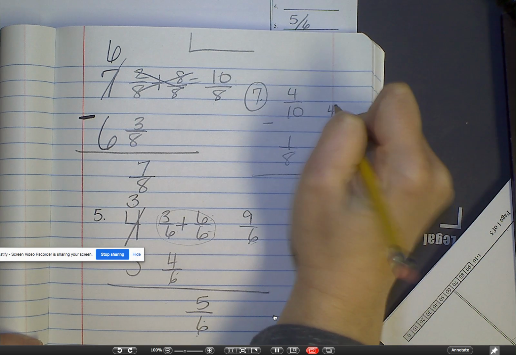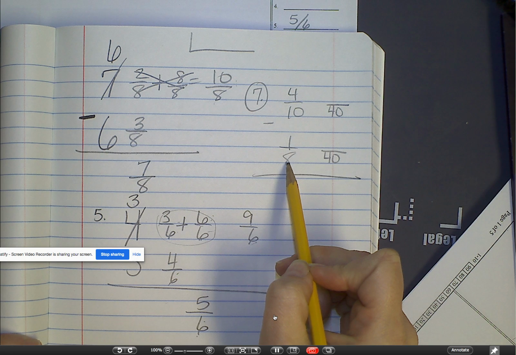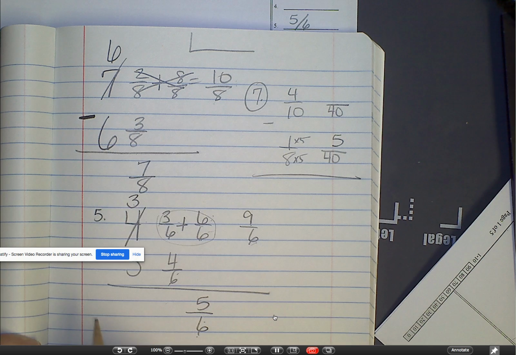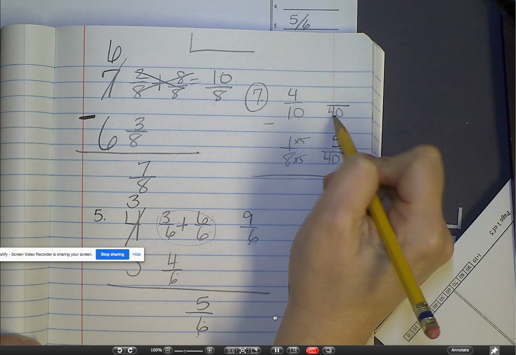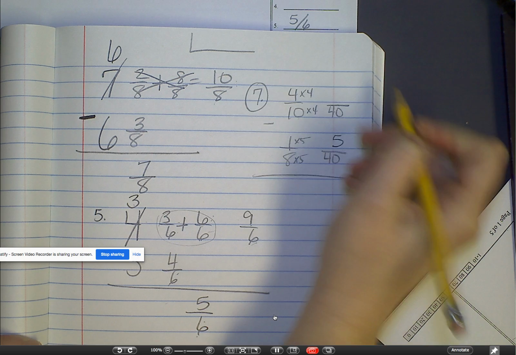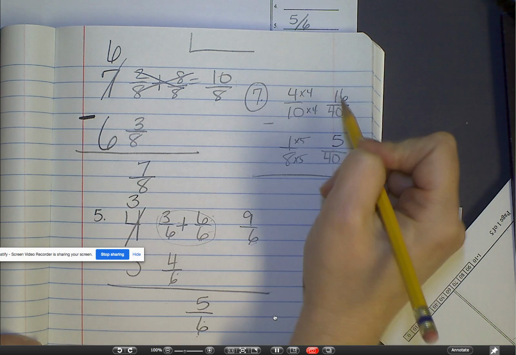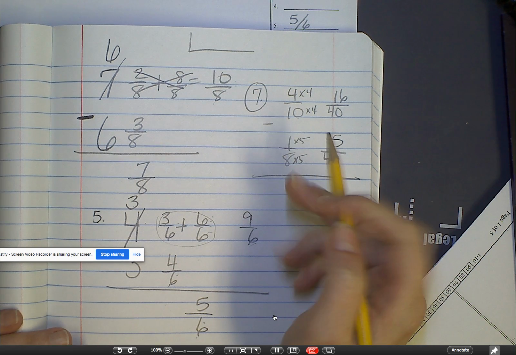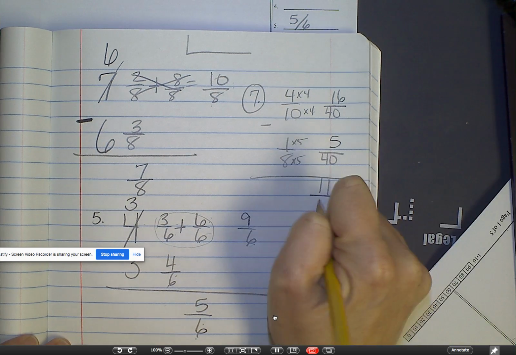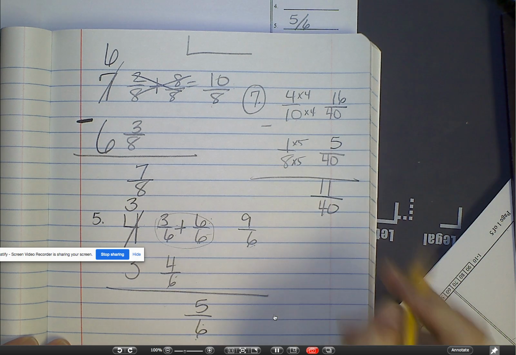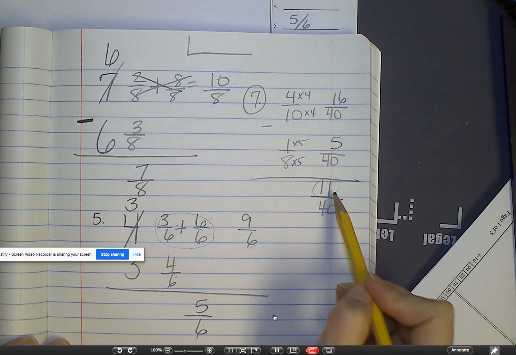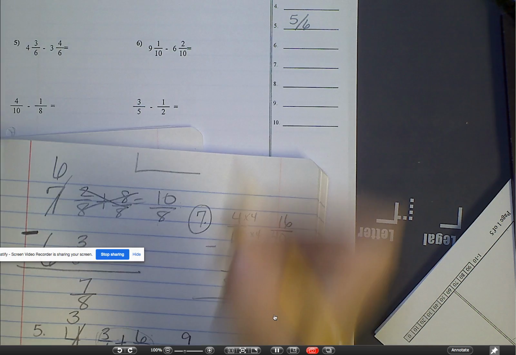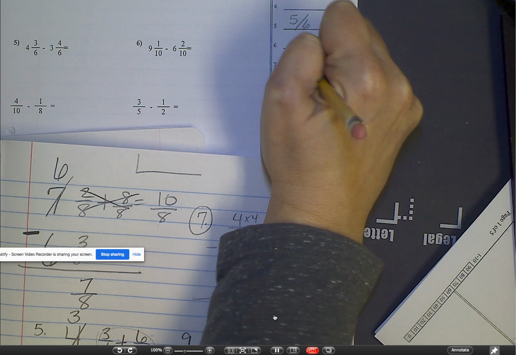So this is 40. And then I'm going to say to myself, how did you get from 8 to 40? And that's times 5, right? And then I say to myself, how did you get from 10 to 40? And that's times 4, which is 16. So now I have 16 minus 5, which is 11, right? 11/40. Well, I know that 11 is a prime number. So if 11 does not go equally into 40, which it does not, then we can stop. So for number 7, the answer is 11 over 40.